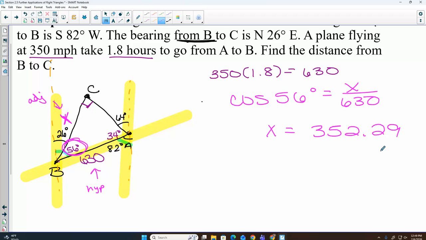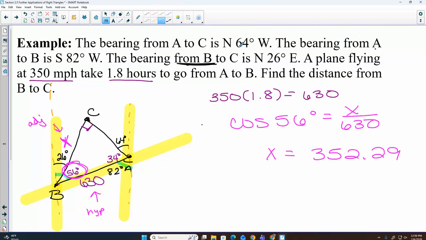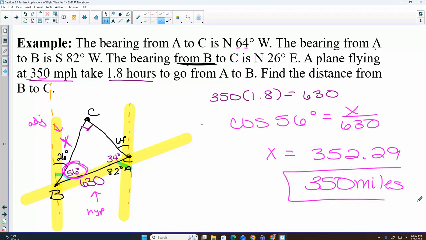So we get 352.29. How many significant digits did we have in the problem? These were 2. Since there's no decimal, 350 is also just 2. So this would be 350 miles if we round to significant digits.